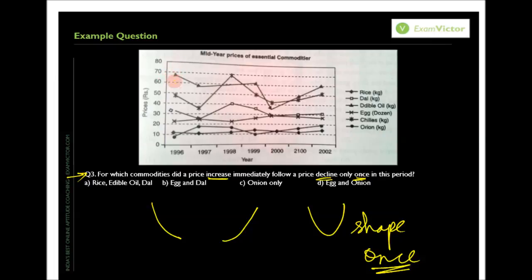Let's look at the triangles. This is a U shape, right? This is a U shape, but there is also one more here. So the triangle is not valid. We want a graph that has a U shape only once. So same thing for the stars. There are 2 U shapes. So stars also doesn't work for us.